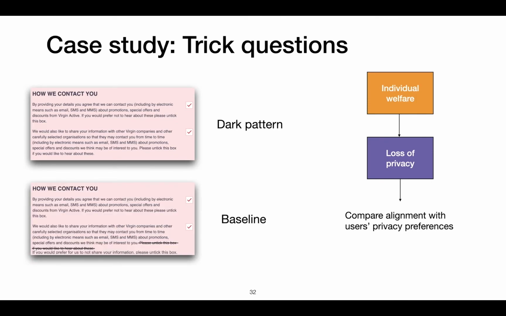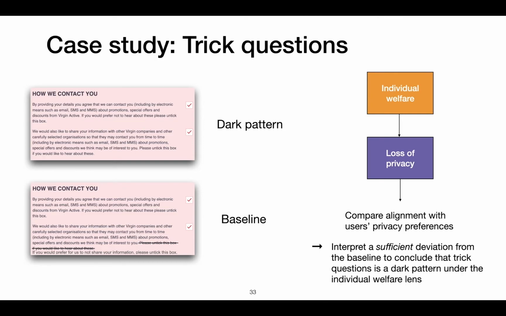Finally, we contextualize the metric by comparing it to a baseline. There are many ways to select a baseline. One baseline could be the trick questions dark pattern without the actual trick. We could then interpret a sufficient deviation from the baseline to conclude that trick questions is in fact a dark pattern under the individual welfare lens. This is the kind of evidence that we could provide a regulator to prove that trick questions is in fact unlawful. Over here, we compared the trick questions interface to a baseline, but you could imagine other designs where we determine how much of an outlier this user interface is in the space of consent interface designs more generally.